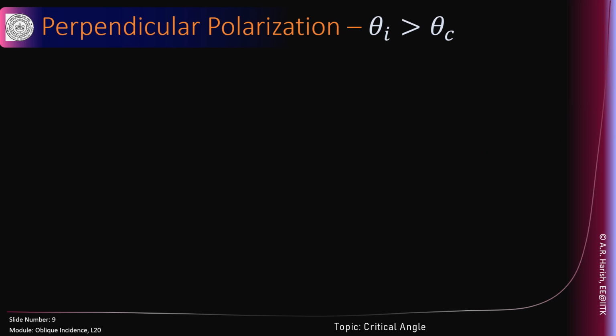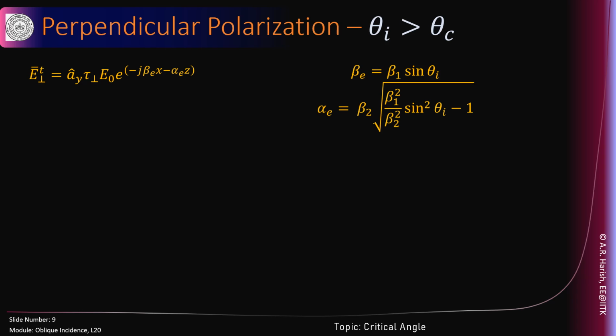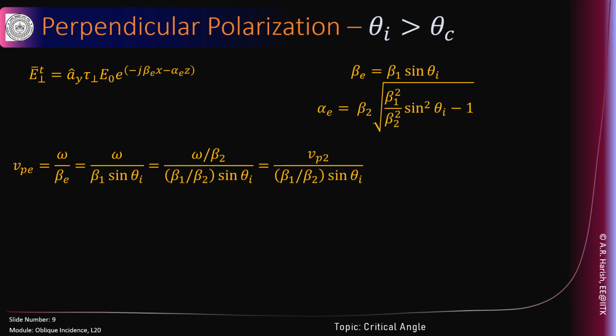Right, let's continue with our discussion. This is what a beautiful equation we got, very compact, with equations for beta E and alpha E known to us, and we ask the question, can we compute the velocity of this? It is easy. Velocity is omega by beta E, and is substituted and divided by beta 2, divide both numerator and denominator by beta 2.